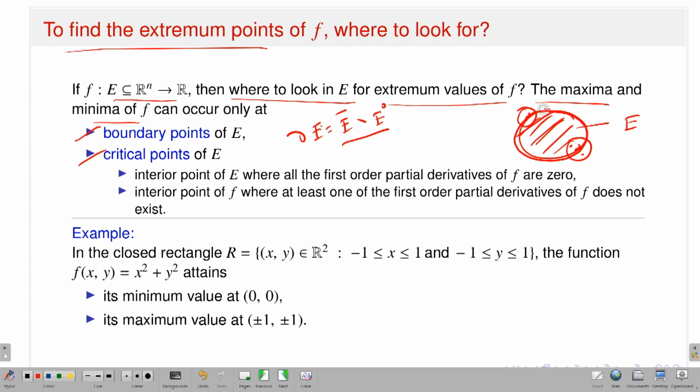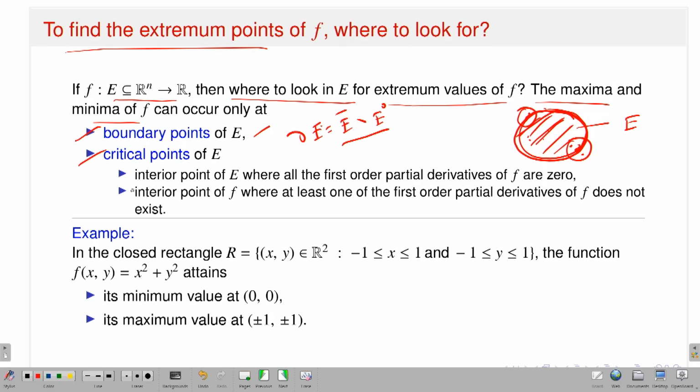So that means if these are the boundary points I have to check, and if I have another point inside it, that means it should be an interior point. So if I want to check the points where my maxima and minima exist, I have to look for the boundary points, number one.